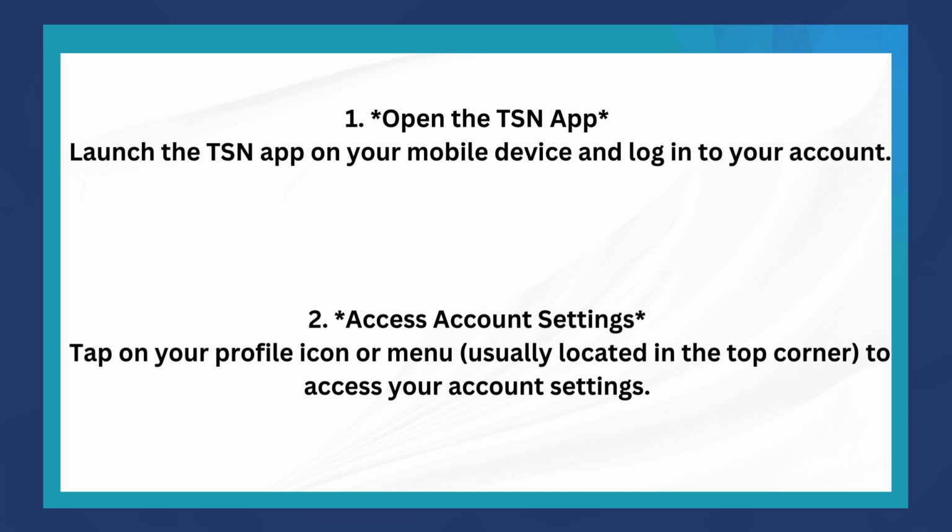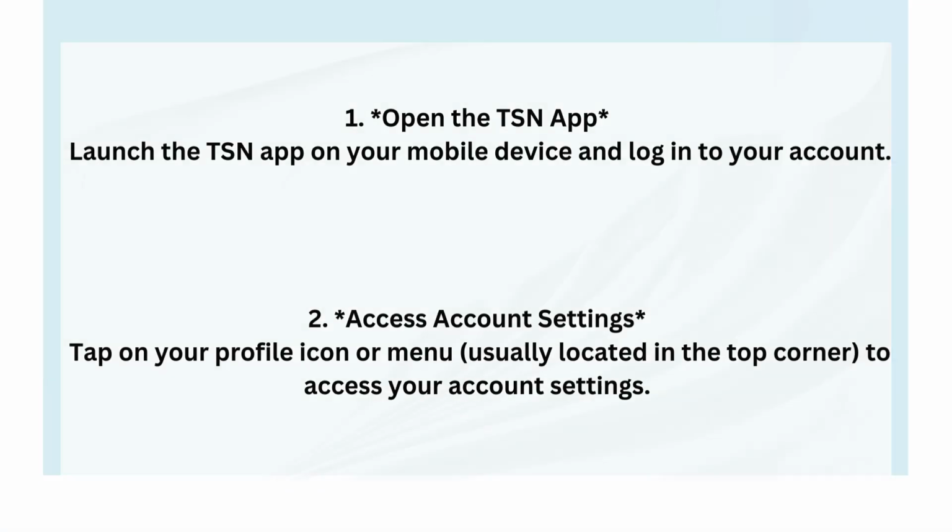The first step is to open the TSN app. Launch the TSN app on your mobile device and log into your account. The following step is to access account settings. Tap on your profile icon or menu, usually located in the top corner, to access your account settings.